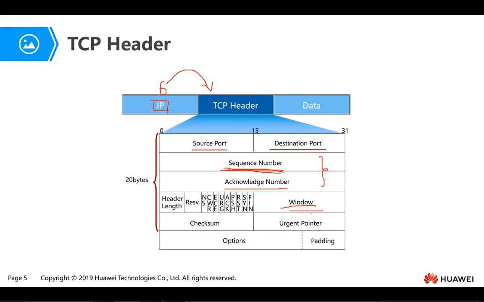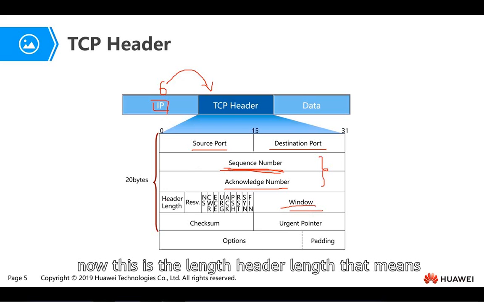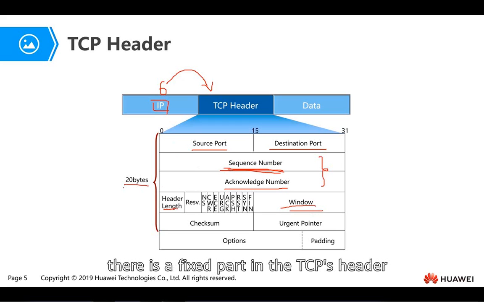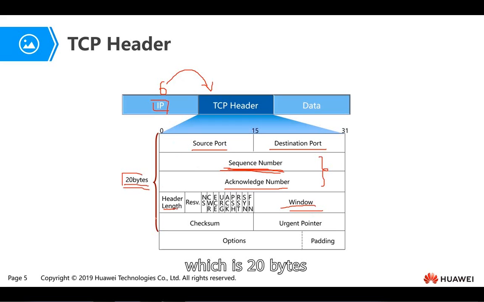Okay, and now this is the header length. That means the TCP header. Of course, there's a fixed part of 20 bytes, but there are options, so the length is variable. And now there are many flags, but some flags are important.